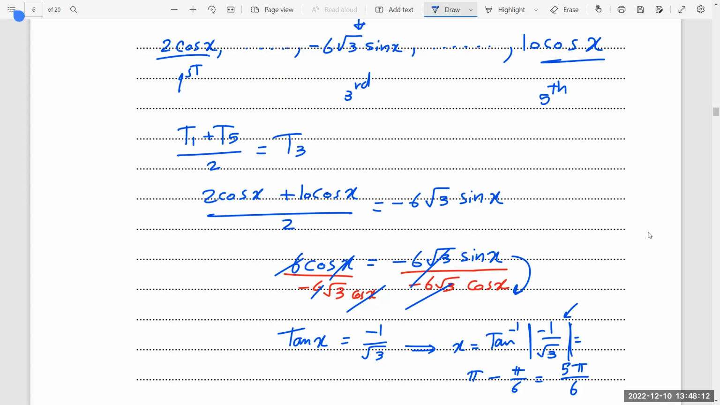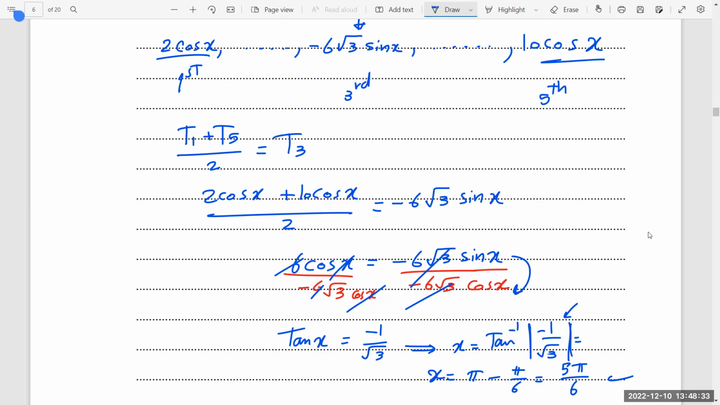So this is the value of x. The x is 5 pi over 6, and really this angle lies in the second quadrant. Let me check this answer by calculator. Shift tan of 1 over radical 3 gives you 1/6 pi.